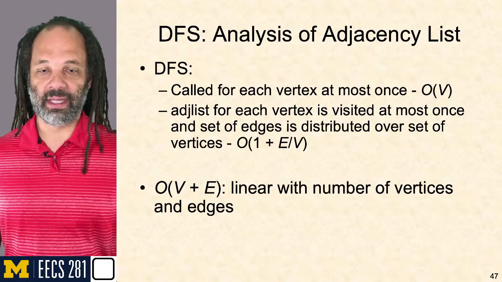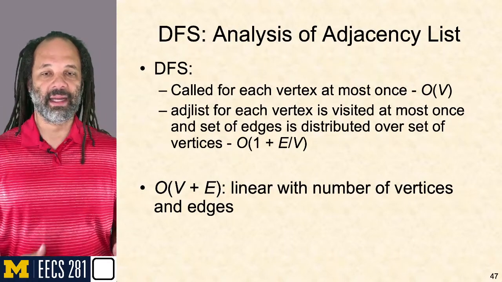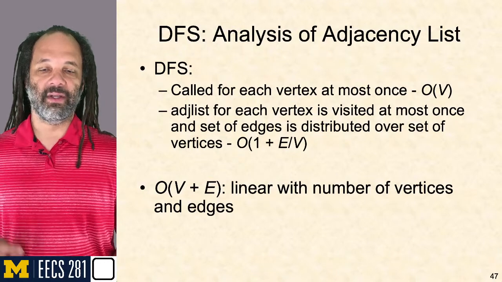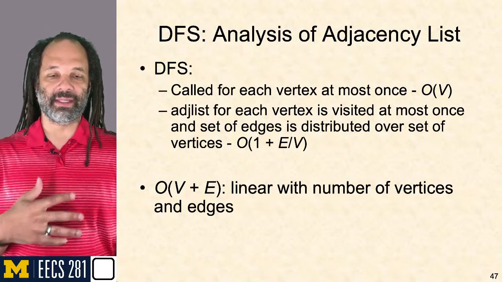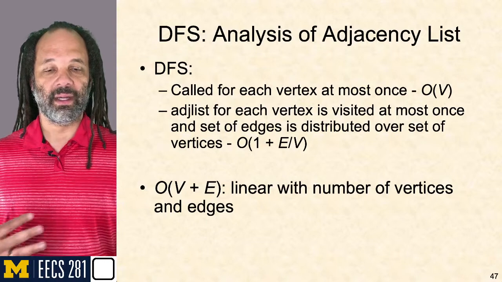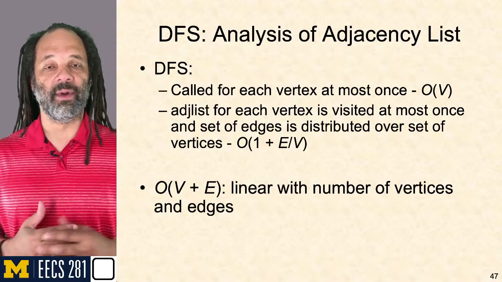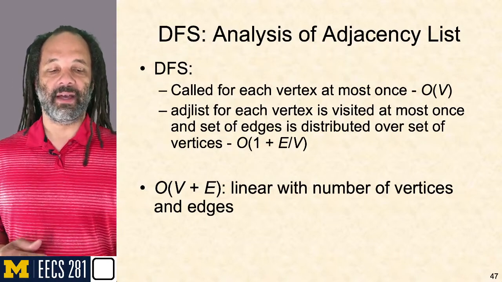To see all of the vertices, I multiply that by V, and I say that analysis of DFS looks like a big O of V plus E, the number of vertices and edges, when I'm doing the DFS with adjacency list.